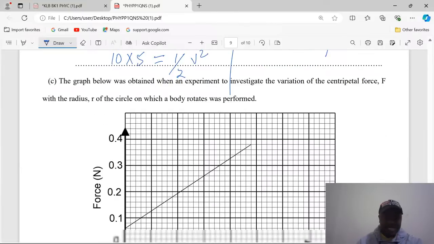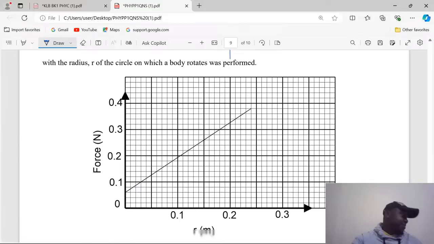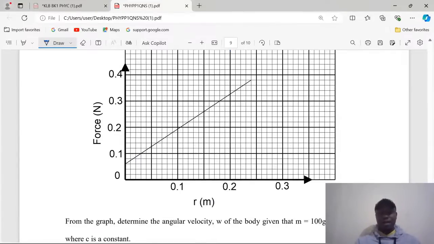Part C. The graph below was obtained when an experiment to investigate the variation of the centripetal force F with radius R of the circle on which a body rotates was performed. So the graph is already plotted for us. Ours is to analyze it. We have force in Newtons, we have radius in meters. We can see a straight line.